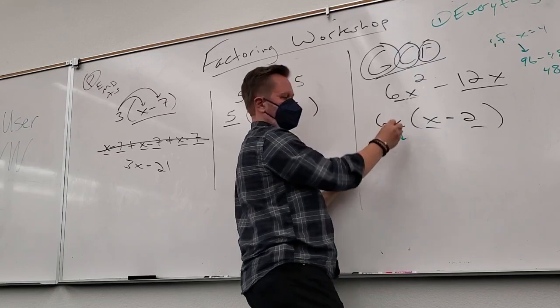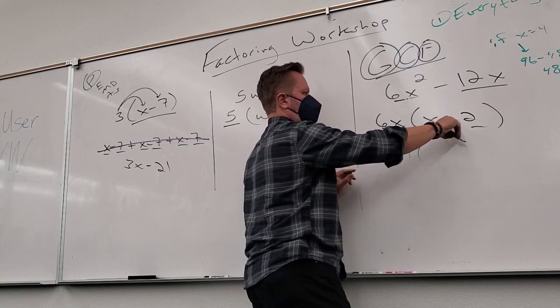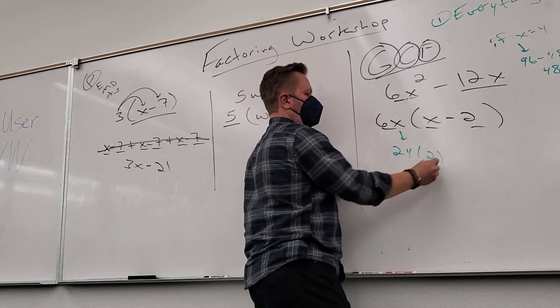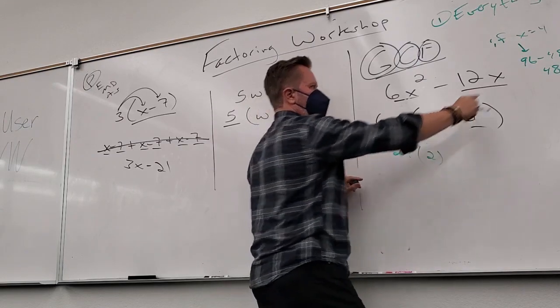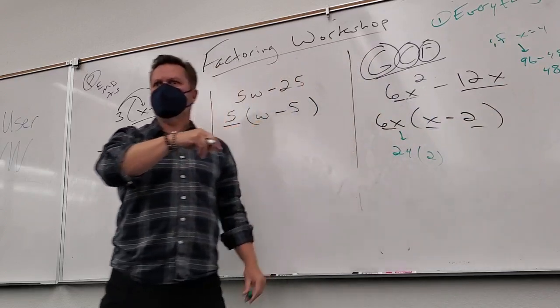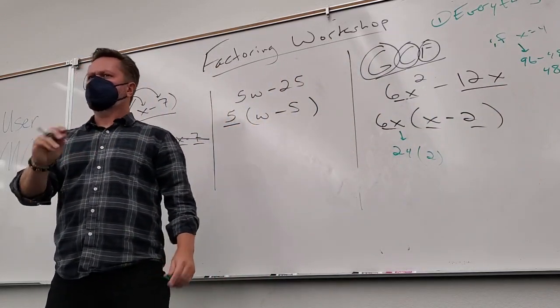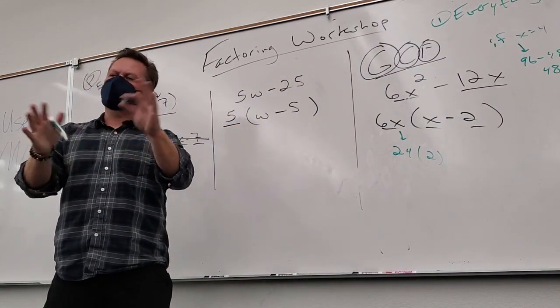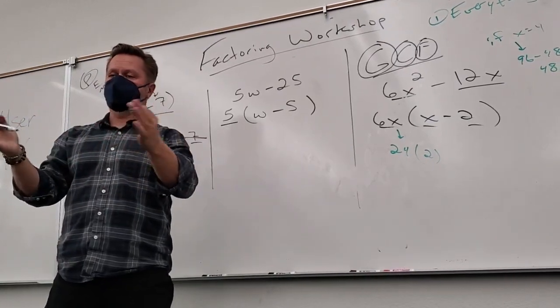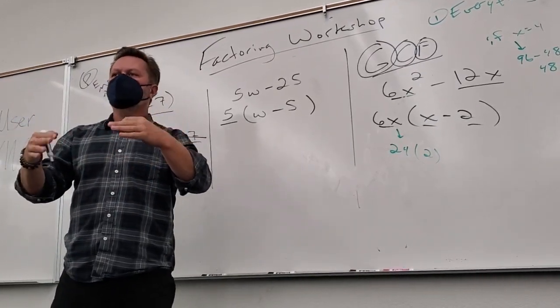6 times 4, 24. 4 minus 2, 2. Is that factored in a way, right? Okay. Because, and again, sometimes people are like, I don't know what you just did, just a bunch of numbers. I'm hoping you understand what this is.